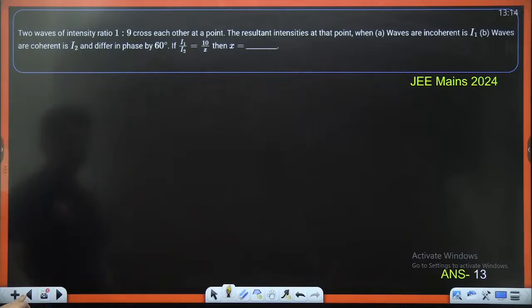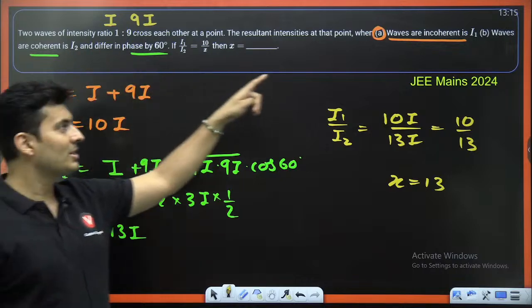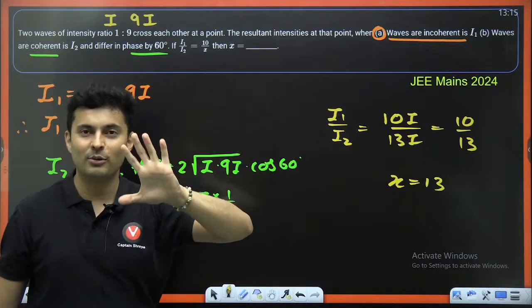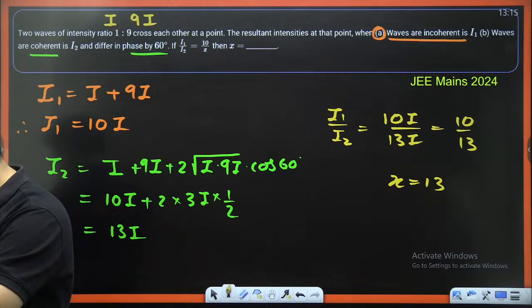That is the answer. This was actually asked. Many people did not know what to do when the sources are incoherent in 2024, and they suffered a lot. They would not have got the marks.